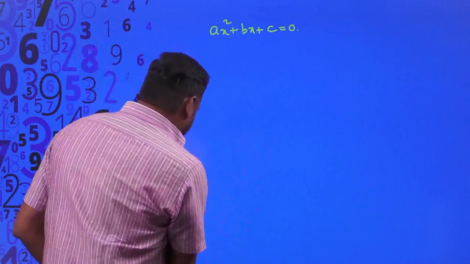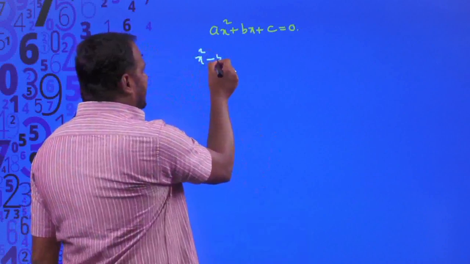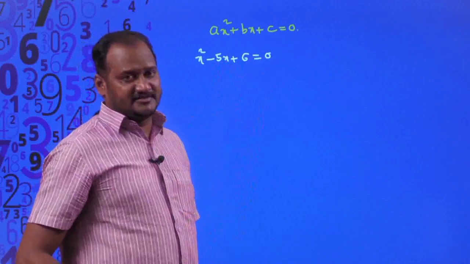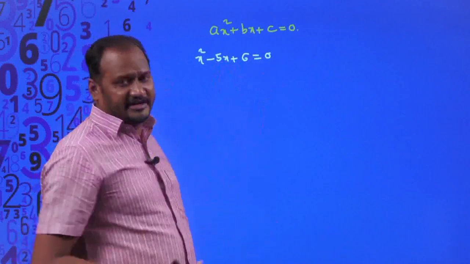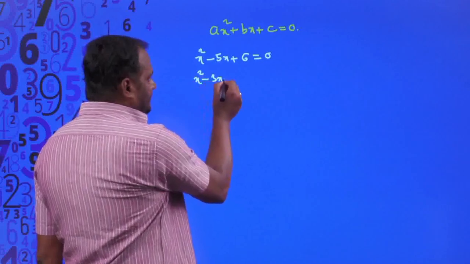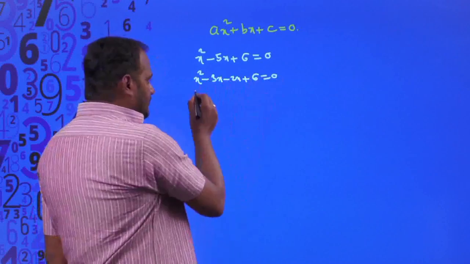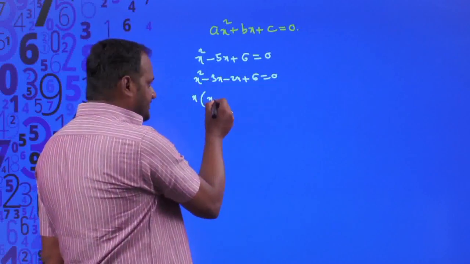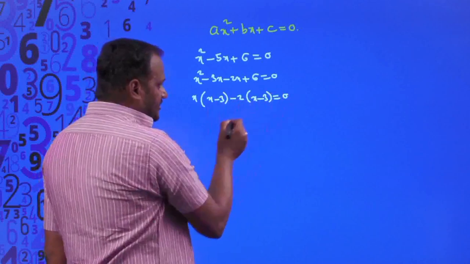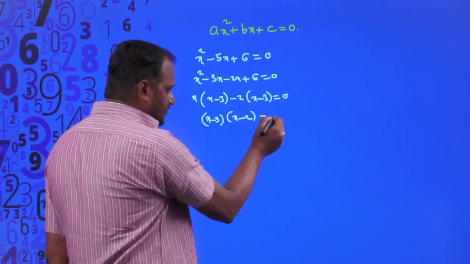For example, my quadratic equation is x square minus 5x plus 6 is equal to 0. I know how to find the roots of this by using the splitting the middle term method. I don't have to go for the quadratic formula. That is x square minus 3x minus 2x plus 6 is equal to 0. Finally, you can take x common here: x into x minus 3 minus 2 times x minus 3 is equal to 0. So finally, it is x minus 3 times x minus 2 is equal to 0.